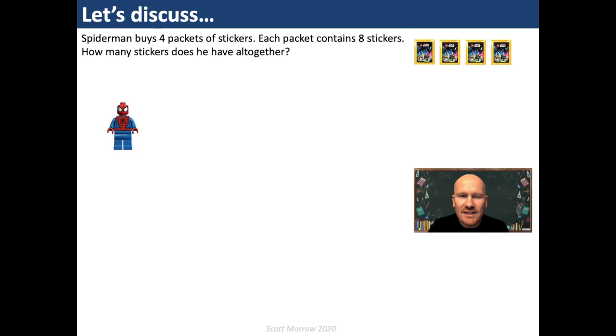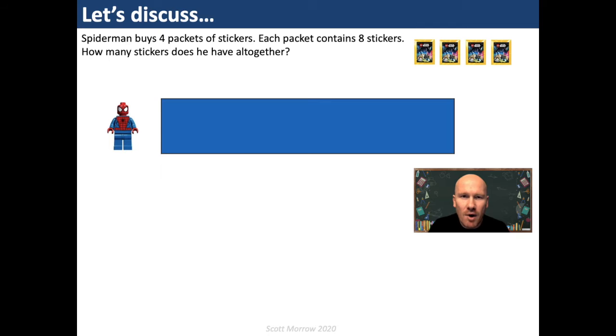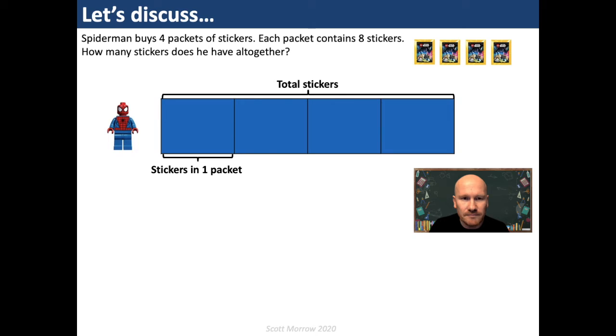Let's start analysing this by drawing the bar, and that bar represents the whole amount. And in this problem here, the whole amount is the total number of stickers that he has. How many parts are we going to split that bar into? Well, there are 4 packets of stickers, so let's split it into 4 equal parts. Each of those parts represents the number of stickers in just one packet.